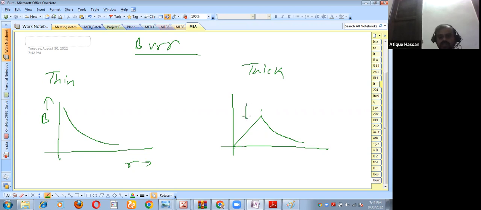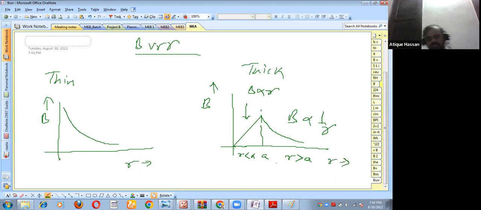So this is a straight line because B is proportional to R for R less than or equal to A, right? And for R greater than or equal to A, B is inversely proportional to R. That is why the graph is like this. Such graphs are very frequently asked in the NEET exam. You understood this graph?